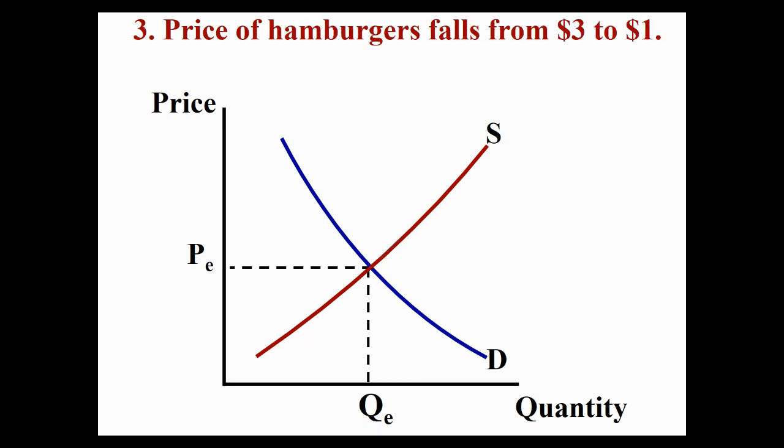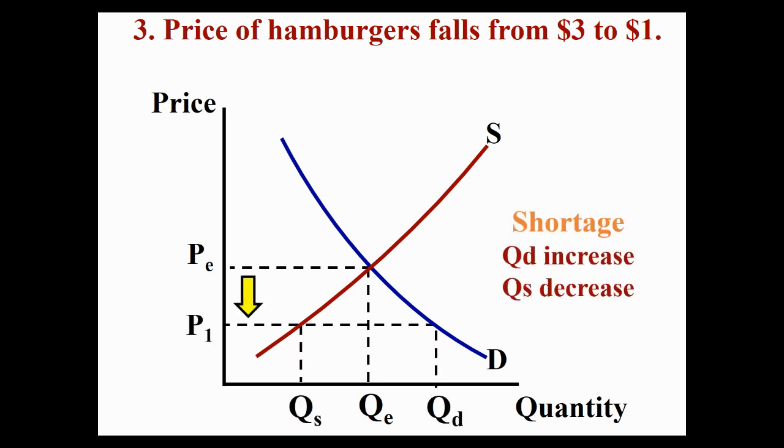Here's another one. Price of hamburgers falls from $3 to $2. Is that a CSI Pet or a GI Toes? It's neither because it's a change in price. So what's happening? Well, the price fell. So if we remember the law of demand, when the price falls, quantity demanded goes up. When price falls, quantity supplied falls. Oh, I almost made an error there.